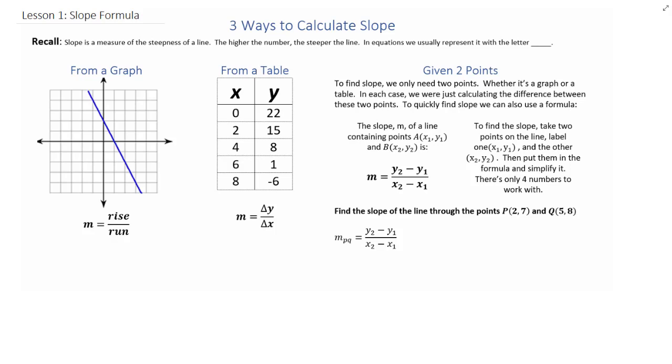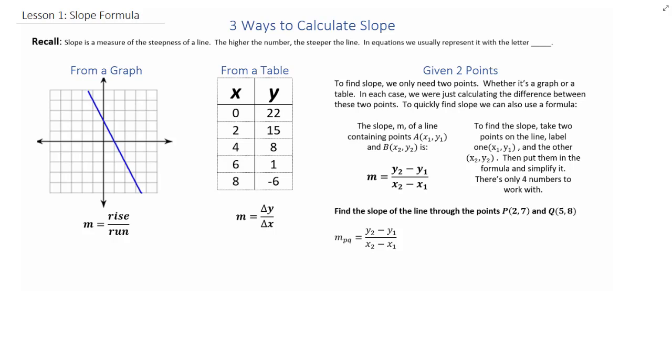First thing we want to talk about today is how to calculate slope and the different ways of calculating slope. A lot of this unit refers back to our previous unit, so a lot of it should sound familiar. So let's start by recalling what is slope. Slope is a measure of the steepness of a line.